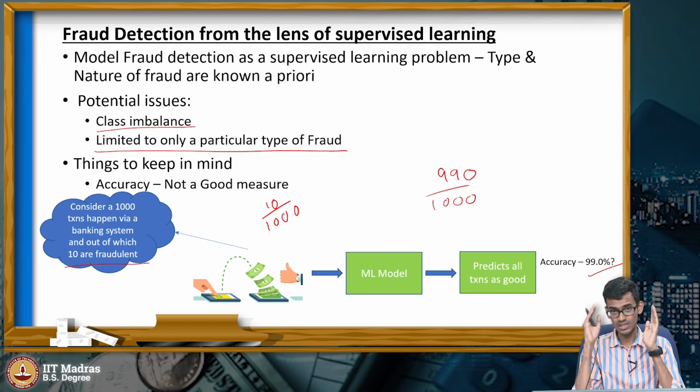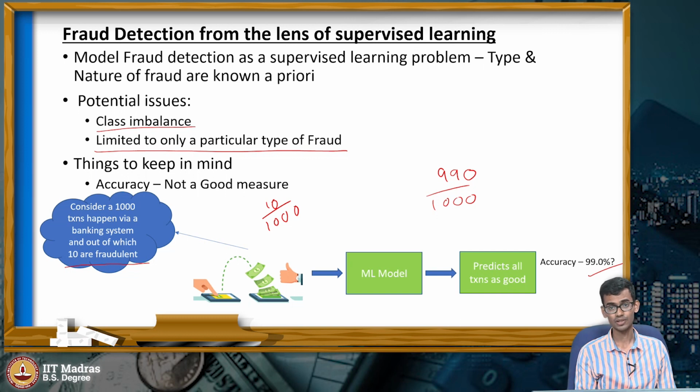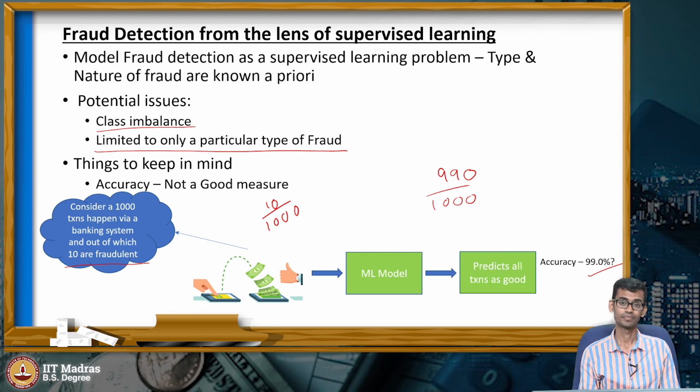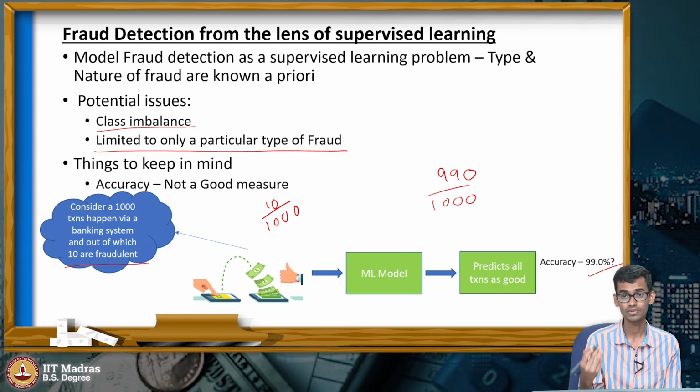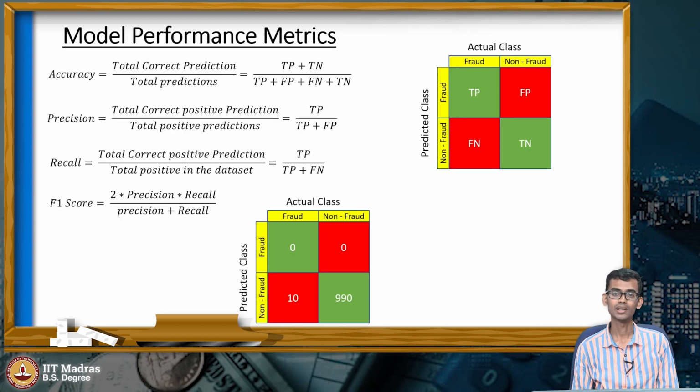So if you're going to see fraud from the perspective of supervised learning, you will be limited to a particular type of fraud that happens. If any new type of fraud happens in a system, it may go unnoticed. So that is the second limitation of seeing fraud from the perspective of supervised learning. Now let's look at some of the model evaluation metrics which people use.